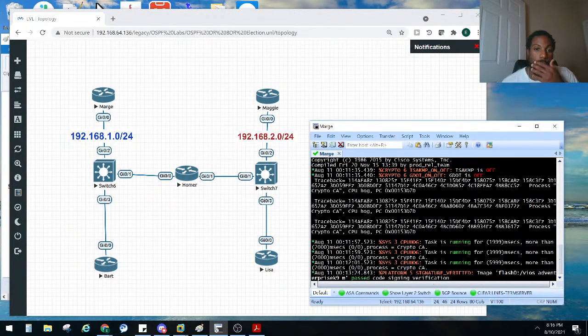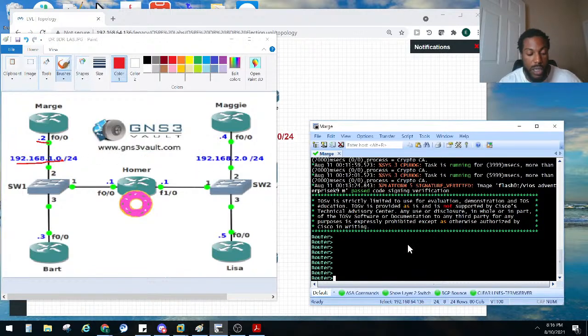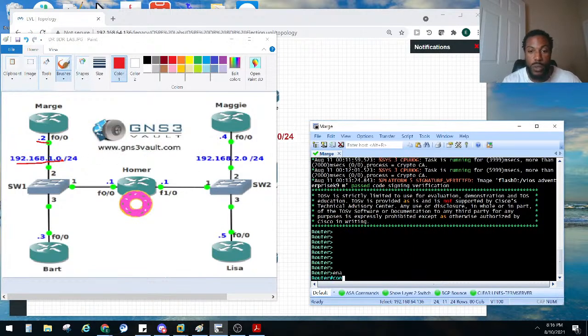So let's start off with the router. This is the addressing right here. Again, you can get a copy of this from gns3vault.com. I'm using EVE-NG for this lab. So router Marge is going to be 192.168.1.2. Let's go ahead and name her Marge, right? So go to global config mode.